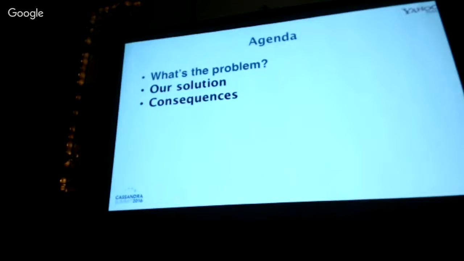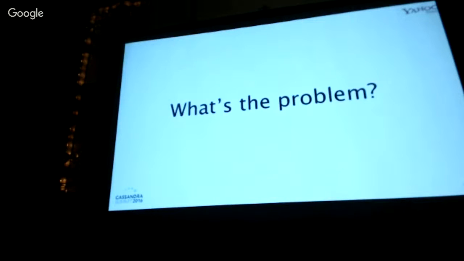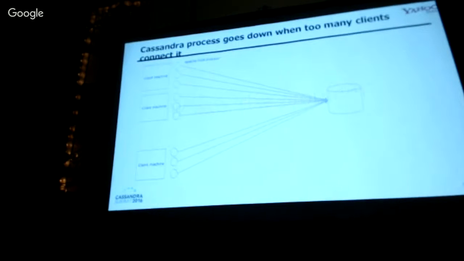This is today's agenda. At first, I will talk about what the problem is and share the solution to it. And I will try to explain the consequences in the final section. So what's the problem? The problem is that the Cassandra process goes down if too many client processes connect to it.